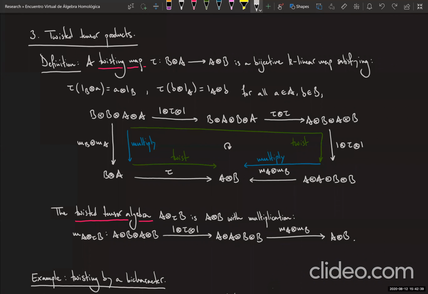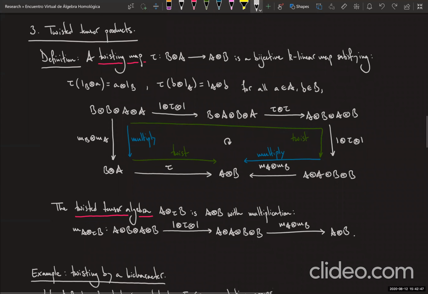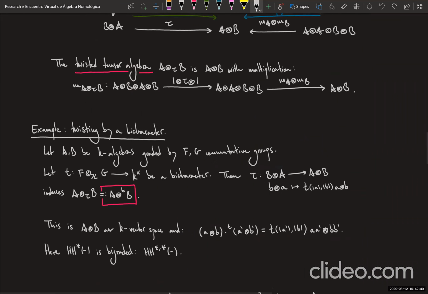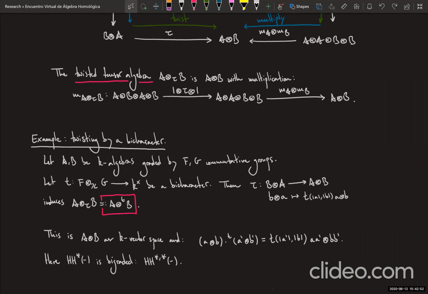And for this, let's not consider the most general case of any twisting map. Let's consider, for the time being, just twisting by a bicharacter. So what I mean by twisting by a bicharacter is that we have a couple of algebras over a field, let's call them A and B, and they are graded by commutative groups F and G. And we have a map that's a bicharacter from the tensor product over the integers of F and G to the units of our base field.